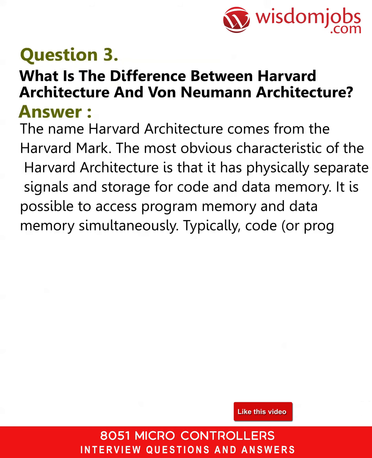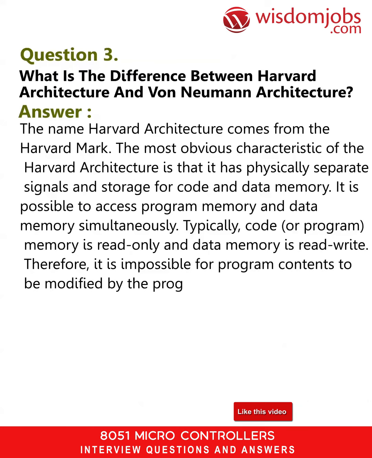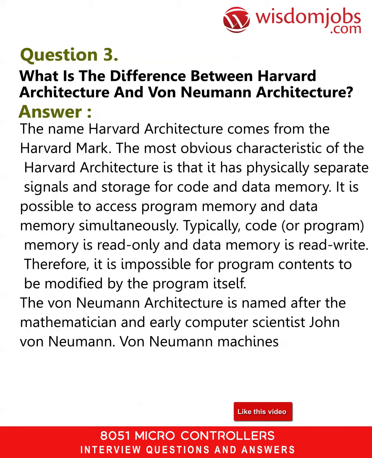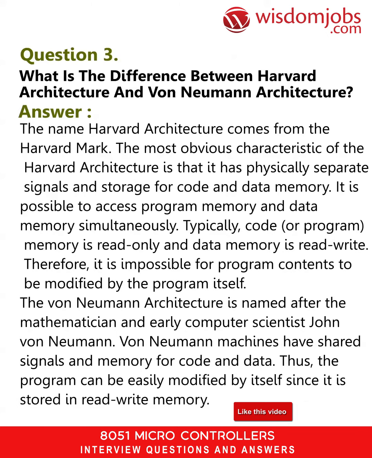Typically, code or program memory is read-only and data memory is read-write. Therefore, it is impossible for program contents to be modified by the program itself. The von Neumann architecture is named after the mathematician and early computer scientist John von Neumann. Von Neumann machines have shared signals and memory for code and data. Thus, the program can be easily modified by itself since it is stored in read-write memory.